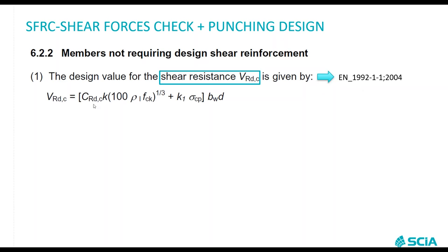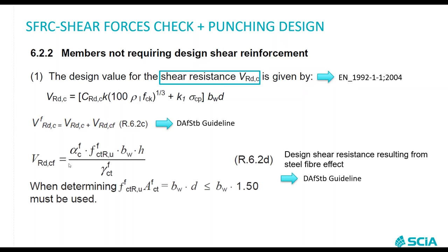Basically, as you are familiar with, in order to calculate the value of VRDC, we are using this formula. This is from the Eurocode. However, for the calculation of the VRDC with the steel fiber, the formula is a combination of two things: VRDC plus VRDCF. And this is the extra value that can be added to the VRDC due to the participation of the steel fiber in the resistance against the shear. And this is the formula from the German guideline. And here they are explaining to us how we can calculate the value VRDCF.